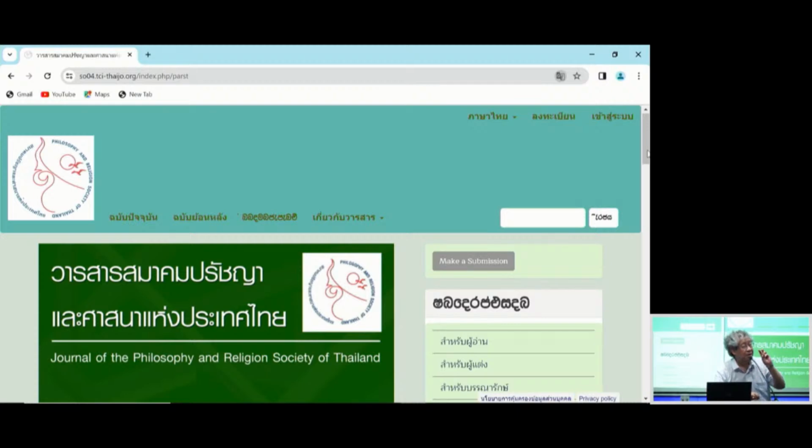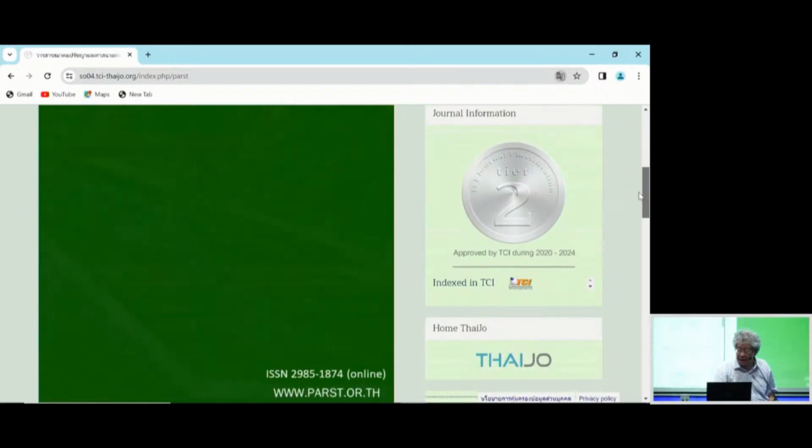We publish two issues in a year in a volume, so one volume in a year and two issues in one volume. The first issue comes out in July. We try to come out with the July issue before the 31st of July because we are kind of constrained by this organization which controls academic journals in Thailand.